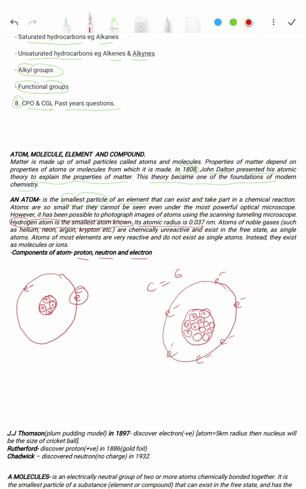So this is applicable for all the elements. If an element has atomic number 10, then there will be 10 protons and 10 neutrons and 10 electrons. But electrons may vary depending on the chemical reactions that the element undergoes.